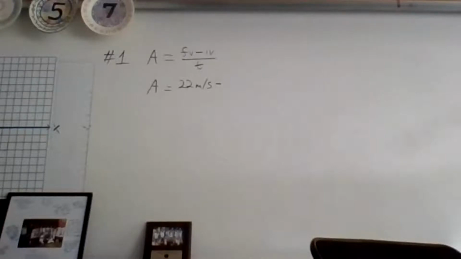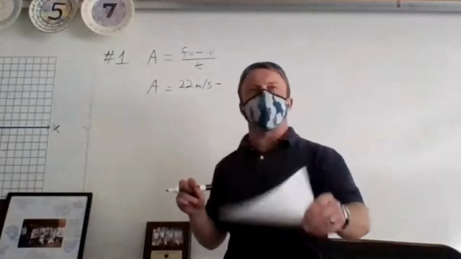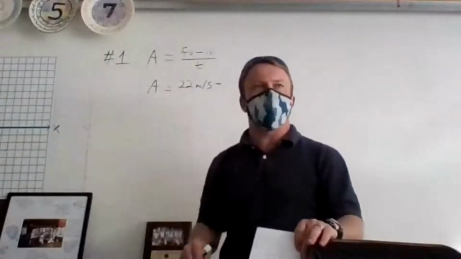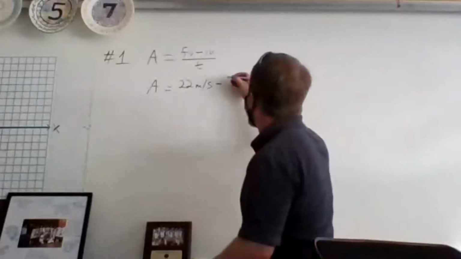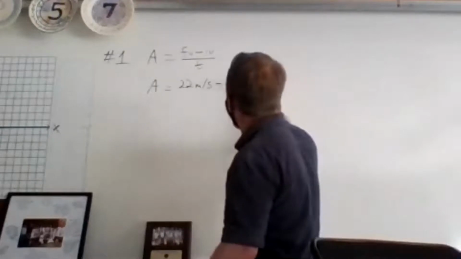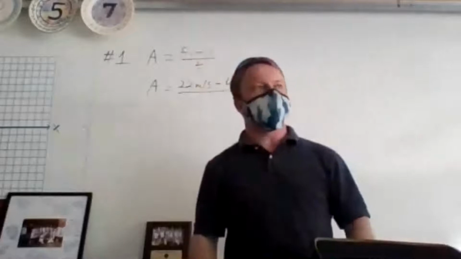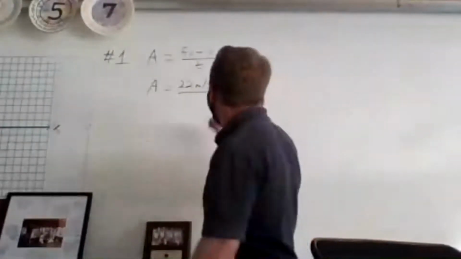All right. So 22 meters per second. Subtract. Oh, what's the initial velocity? That must be at the top of the hill. How fast was it going? 4 meters per second. How long did it take from top to bottom? 3.